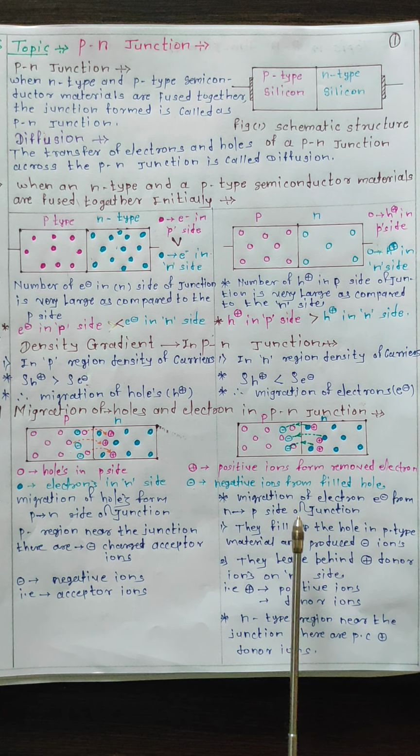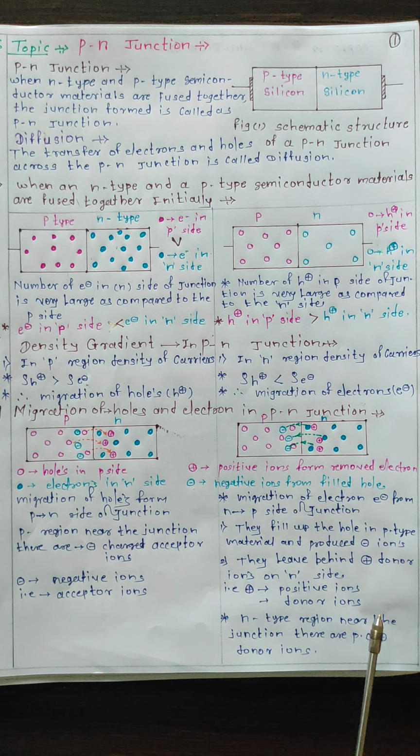That means first of all they fill up the holes in the P side of the material. When these electrons are transferred from the N region to the P region, they fill up the holes in the P-type material and produce negative ions on the P side. And when they leave behind positive ions, these positive ions are nothing but donor ions produced on the N side. So on the N side positive ions, that is donor ions, will be formed.